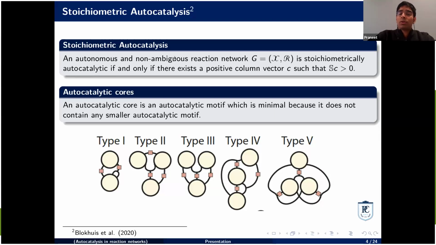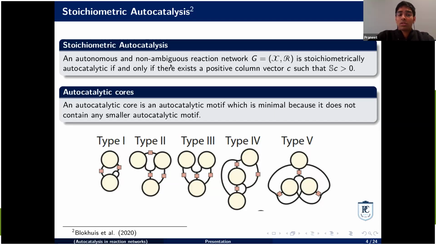Then non-ambiguity means that there should not be the same species on both sides of the reaction as a reactant and as a product. What this implies is that for any reaction which has a catalyst, like A plus B gives 2B or something like this, you need to have an intermediate complex which is made by the reactants and then breaks into the species, which then satisfies the non-ambiguity condition.